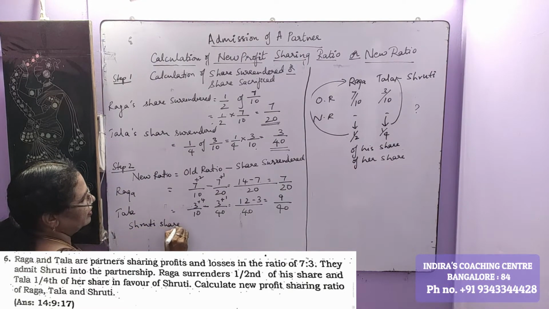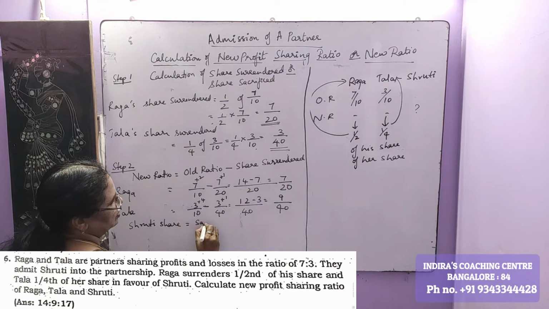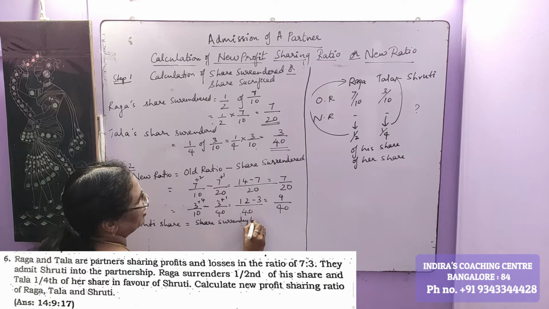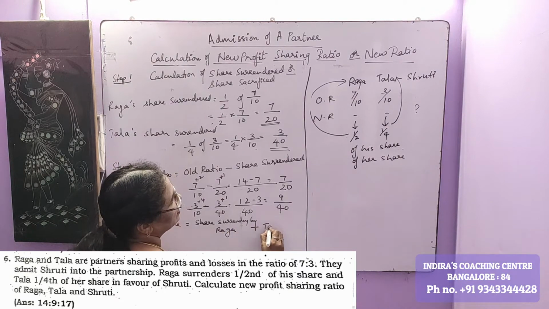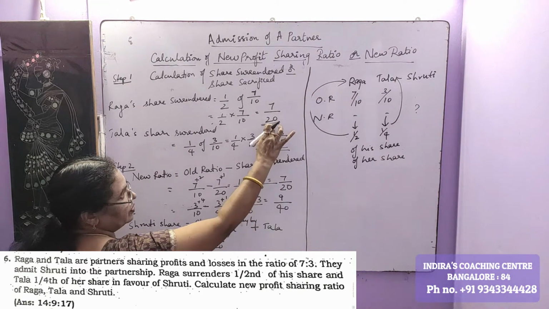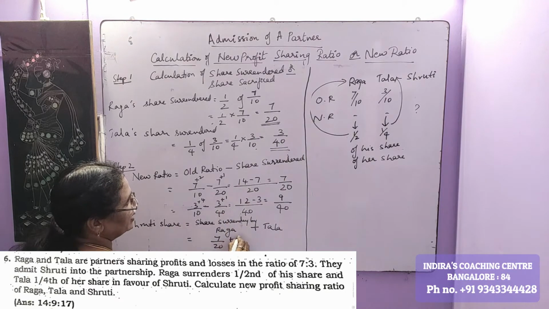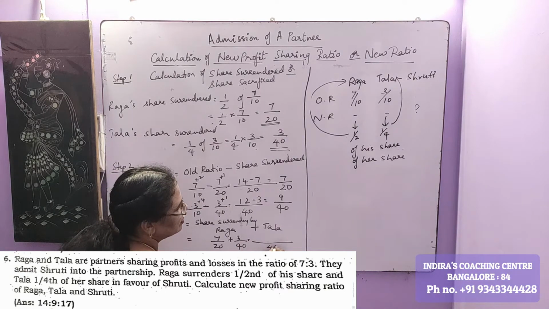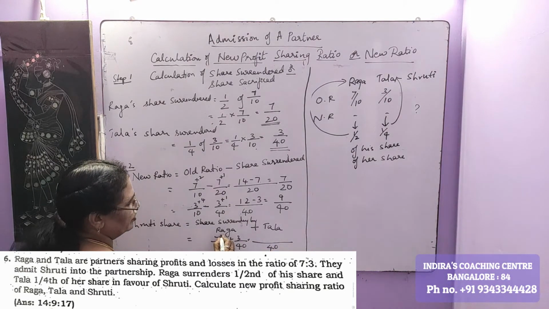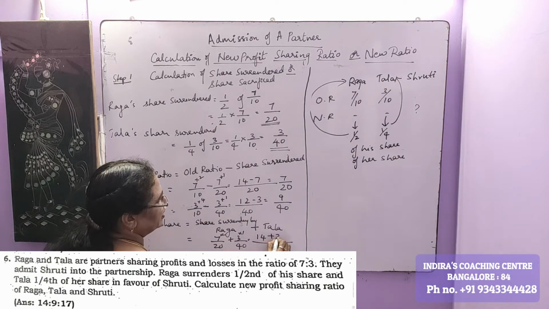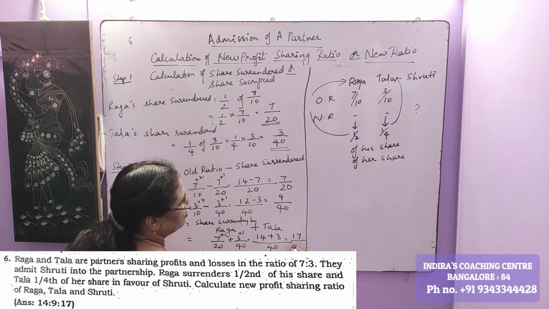Shruti's share is equal to share surrendered by Raga plus Thala. So that would be 7 by 20 and plus 3 by 40. LCM here would be 40. 2 into 7 is 14, plus 3, 17 by 40.